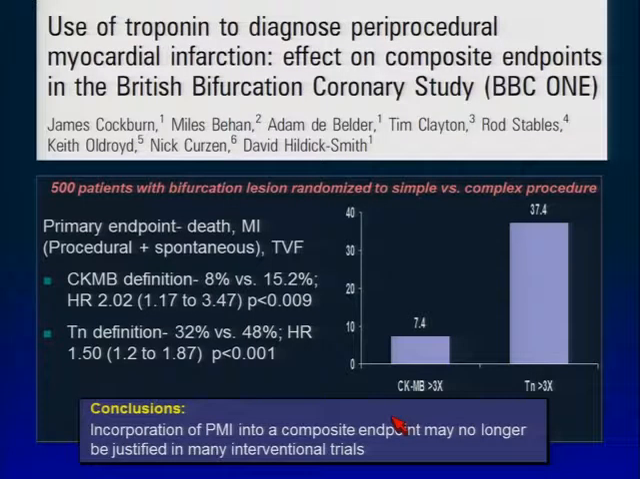But of course, the periprocedural MI is extremely controversial. This is data from the BBC One trial where they reanalyzed their data based on two different definitions of procedural MI. If you use CKMB, the incidence of procedural MI was 7.4, but if you use troponins, you suddenly see that the frequency of procedural MI is almost 5-fold. And this does have implications on the primary endpoint. If you use the CKMB definition, the primary endpoint rate was 8% versus 15.2%, whereas if you use the troponin definition, it's 32% versus 48%. These authors concluded that incorporation of procedural MI into a composite endpoint may no longer be justified in many interventional trials.